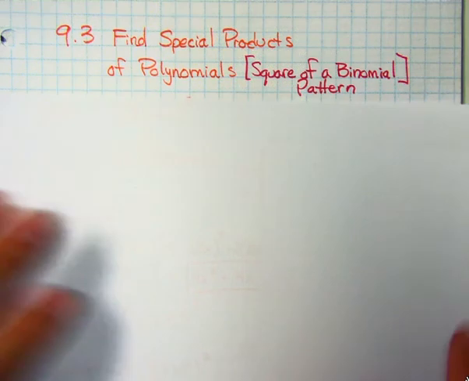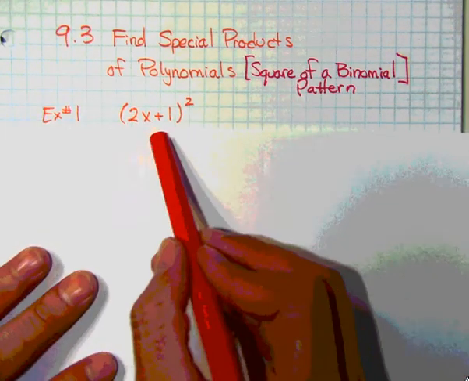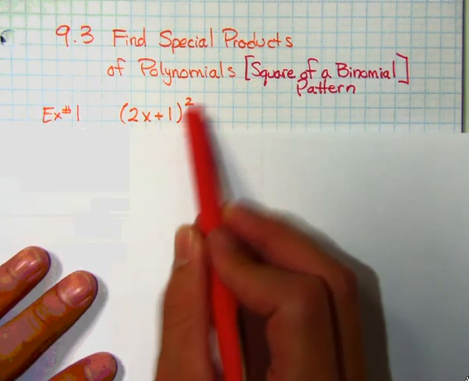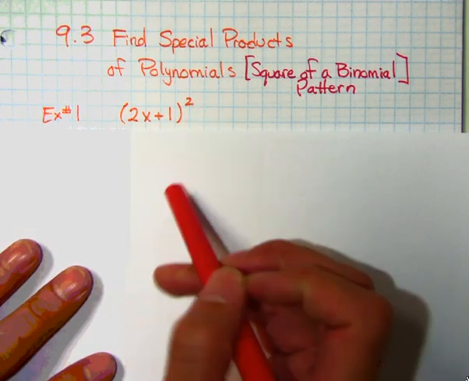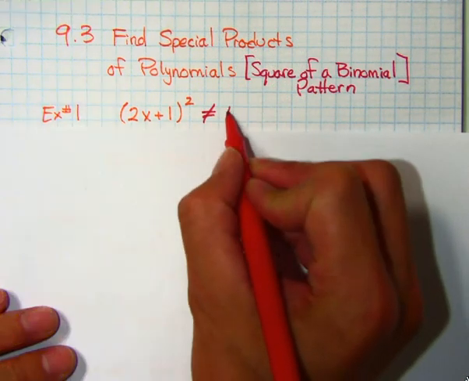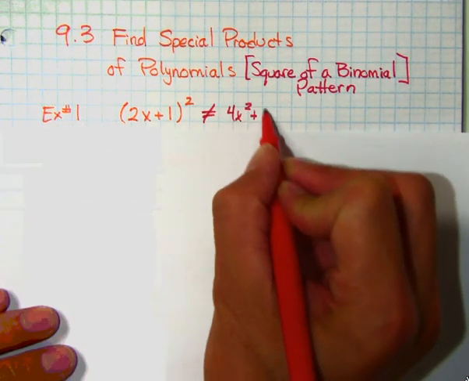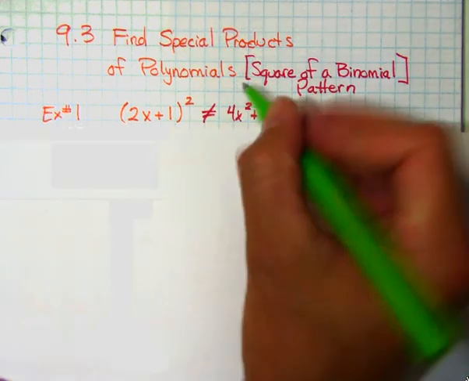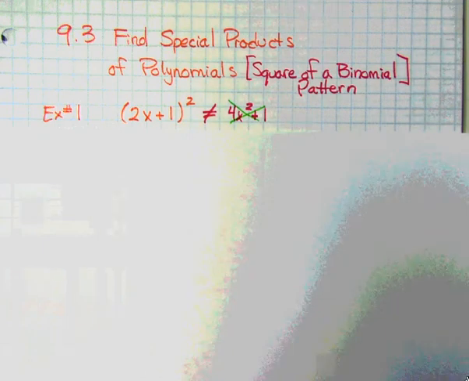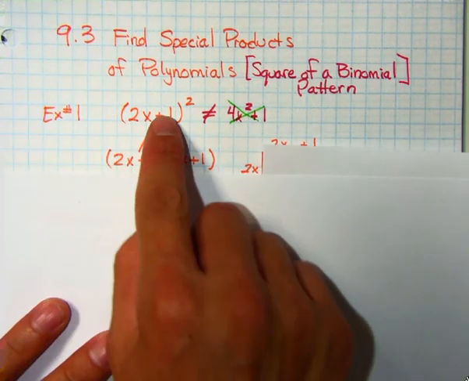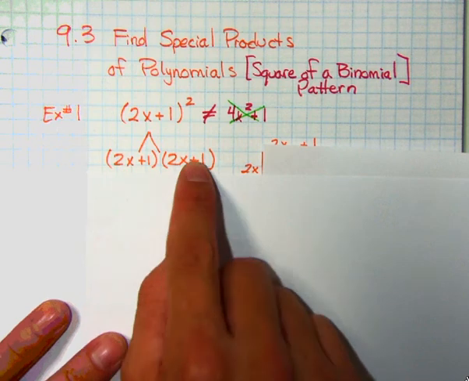All right, so let's take a look at this example. I have a binomial, and it's being squared. 2x plus 1 squared. Now, keep in mind that this will not equal 4x squared plus 1. A lot of students want to make that assumption, and it's not correct. This will not equal that. It'll be close, but it's not. So let's take a look. 2x plus 1 squared is really 2x plus 1 times 2x plus 1.